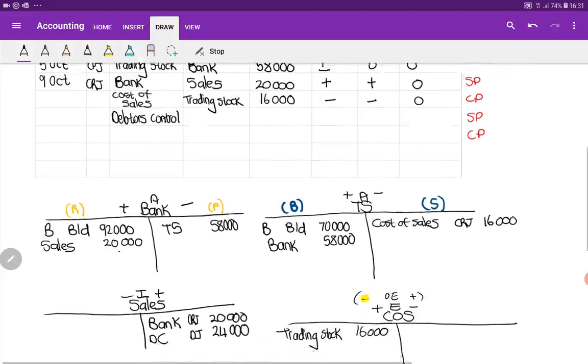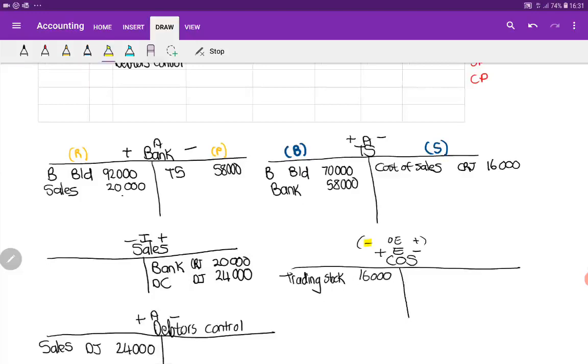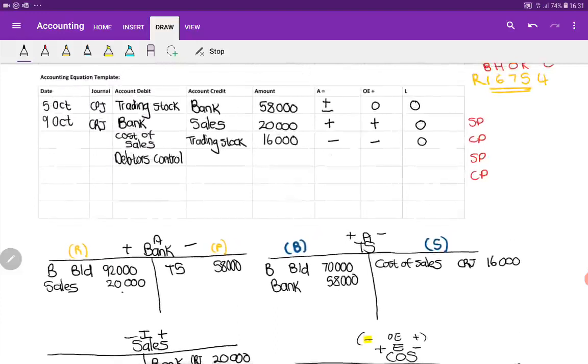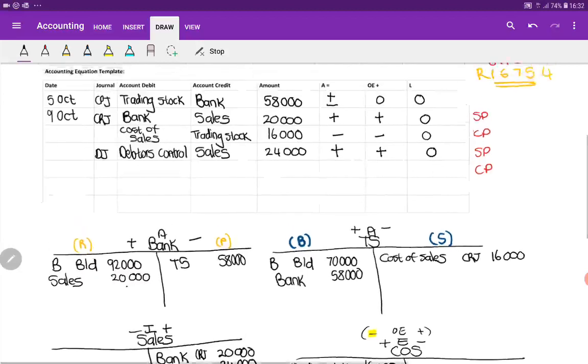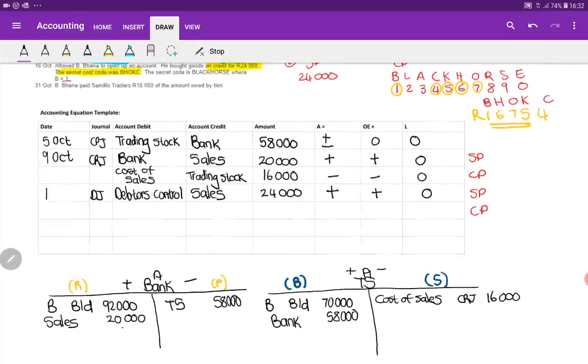Debtors control is an asset. People who owe us money, our assets will increase. Where does it increase? On the debit side, plus. Account credited, sales, if we receive an income, that will always have a positive effect on our owner's equity. What was the total selling price equal to? 24,000. This will be recorded in our debtors journal, and the transaction happened on the 16th of October.